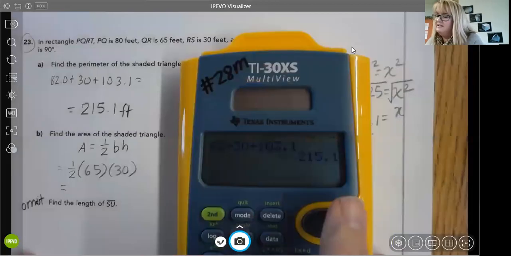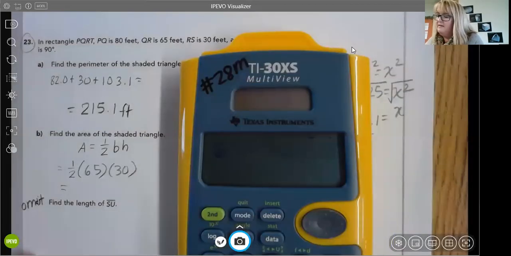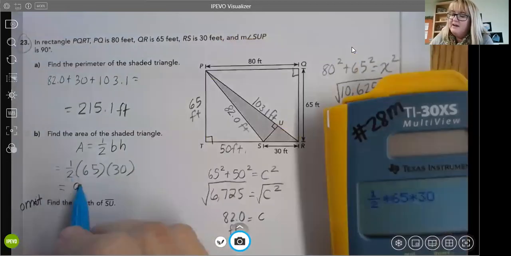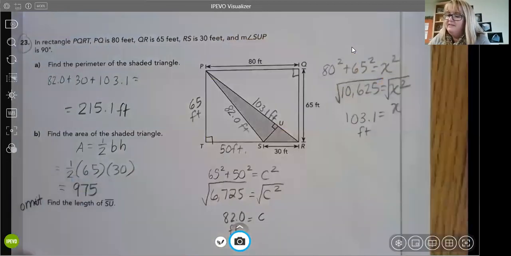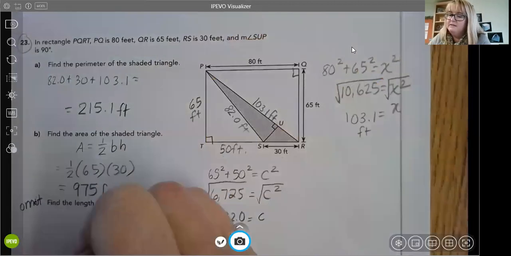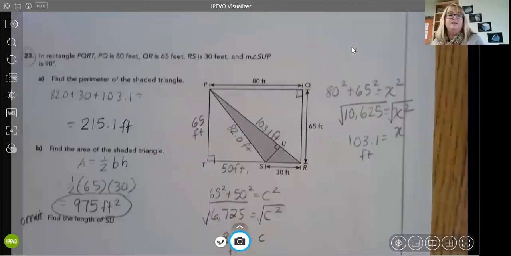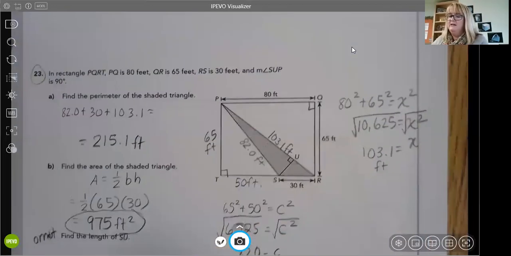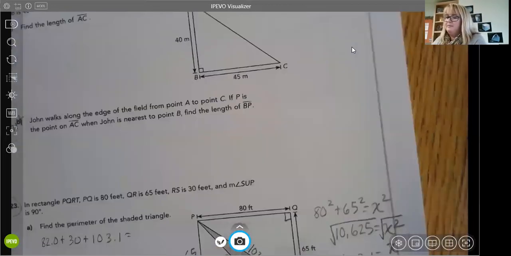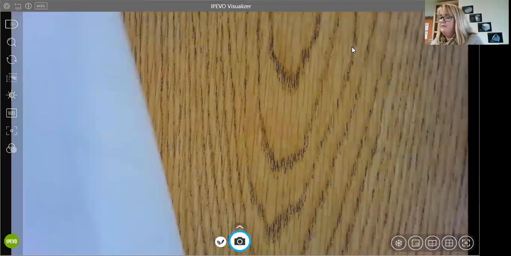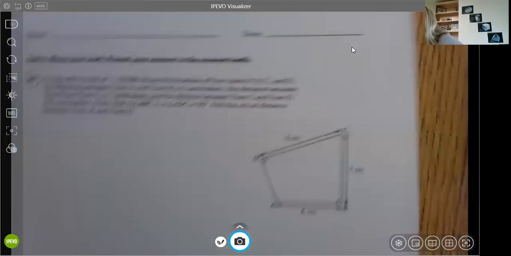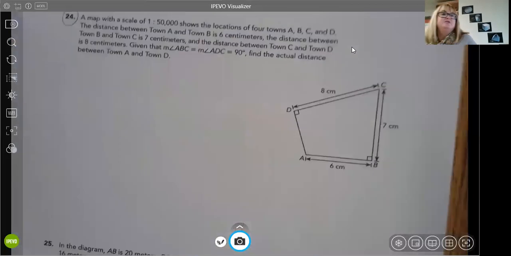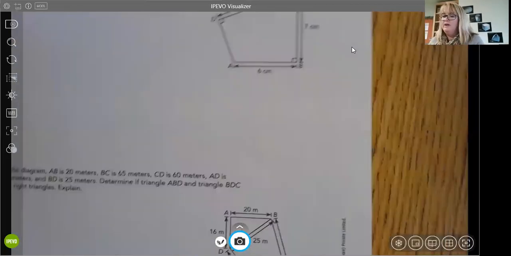All right, so 1/2 times 65 times 30 equals 975. So the area is 975 square feet. All right, 23. We're going to omit C. And 24 we're going to do together, and then 25 you are on your own.